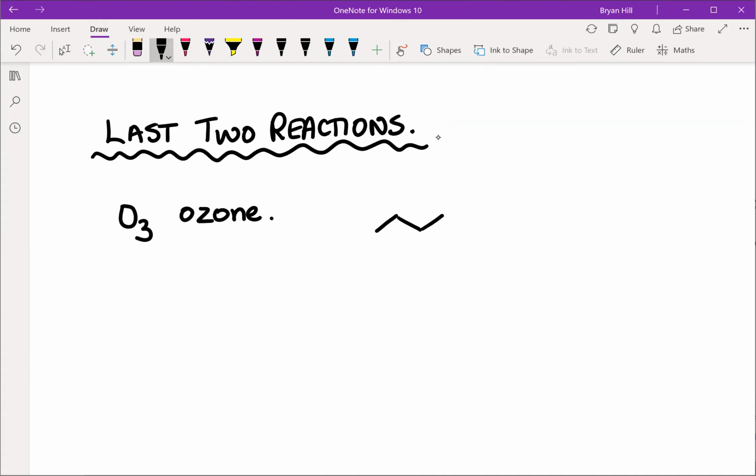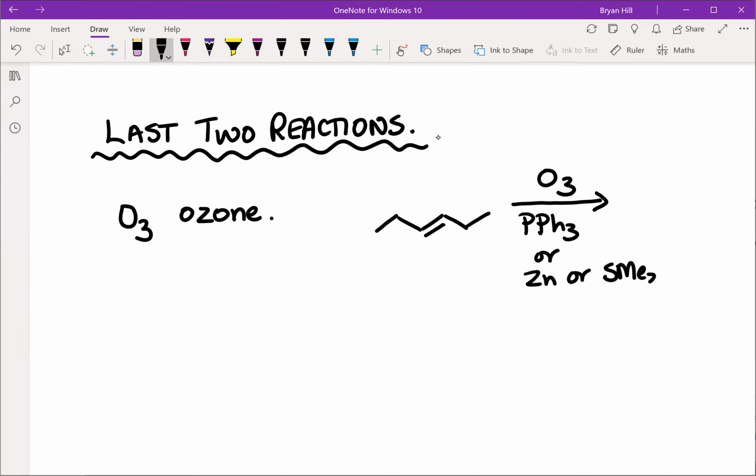So when we had a double bond and we used ozone and, say, triphenylphosphine or zinc or dimethyl sulfide, remember, this reaction basically chopped a double bond in half. And so it would produce two carbonyl compounds. I'll call this carbon 1, carbon 2, carbon A, carbon B, carbon C. So we chop our molecule in half, and you would generate aldehydes or ketones.